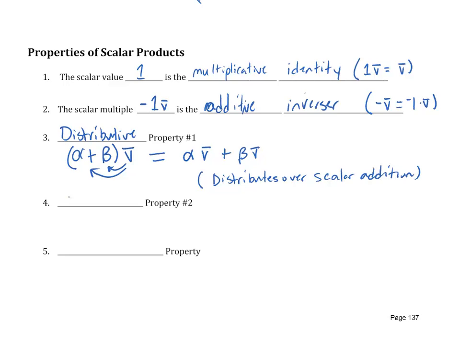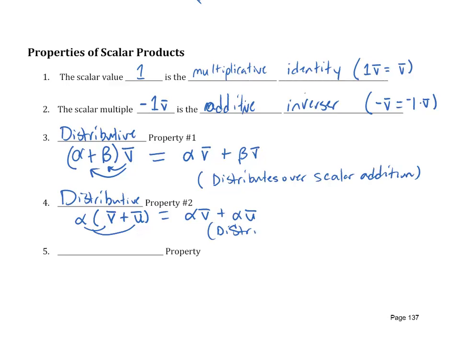On the other hand, there's also a second distributive property that also holds. That is, if you take a single scalar and multiply it times two vectors added together, so this is vector addition, because you're adding two vectors together, you get a distributive property here, alpha v plus alpha u. So it distributes, that is, scalar multiplication distributes over vector addition as well.